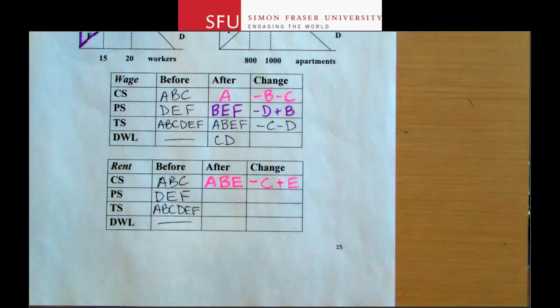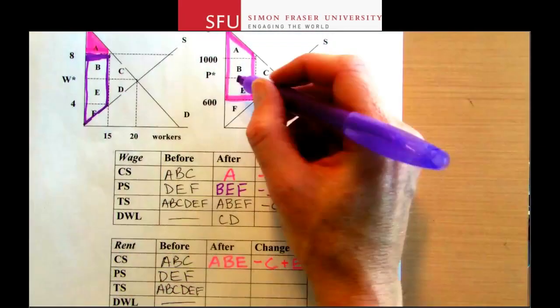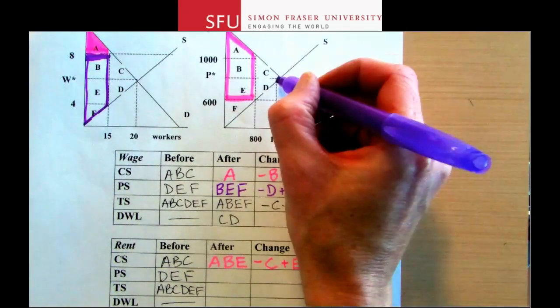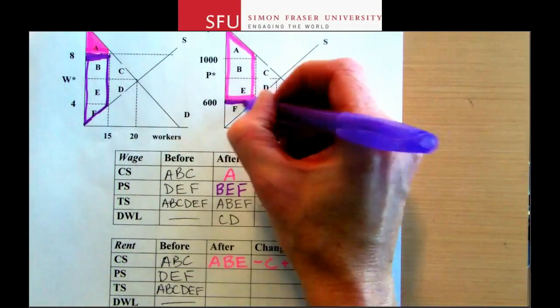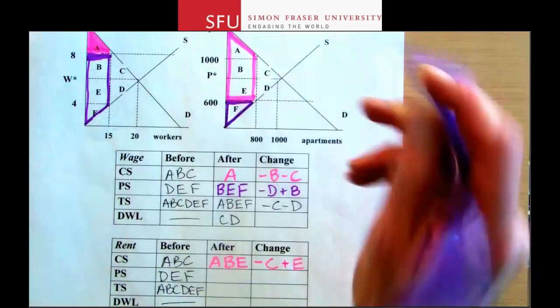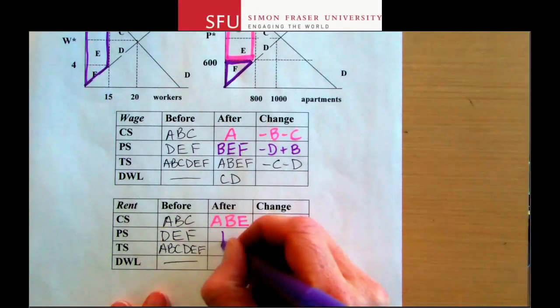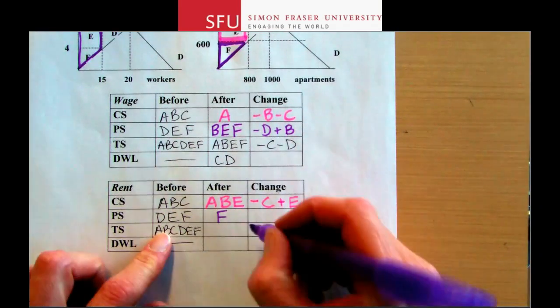Now the producer surplus, so this would go to the landlords. This is clearly going to be lower. They used to get D, E, and F when they got paid this rent and they were renting 1,000 units, but now they're only getting paid this price, $600. Here's their costs, and so they only get F. And so they're clearly worse off. They will lose the Area D and E.